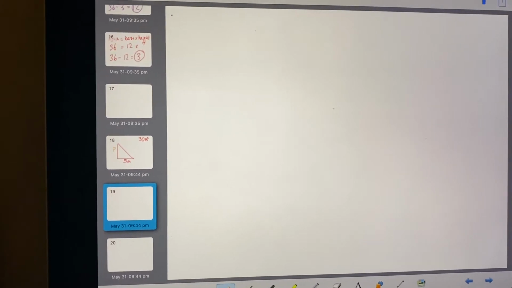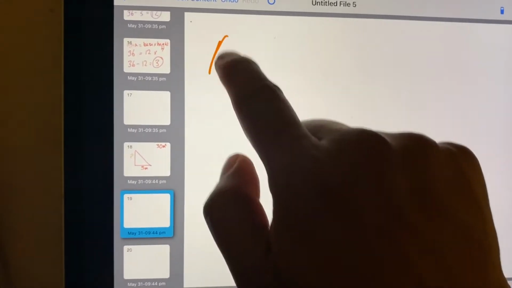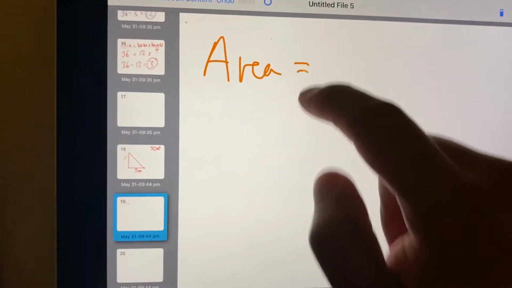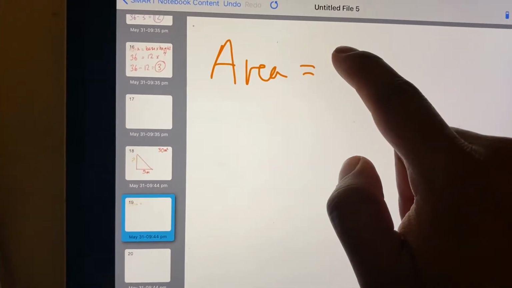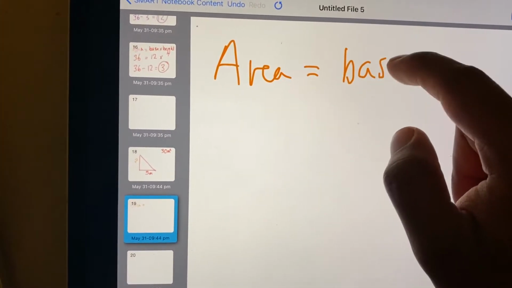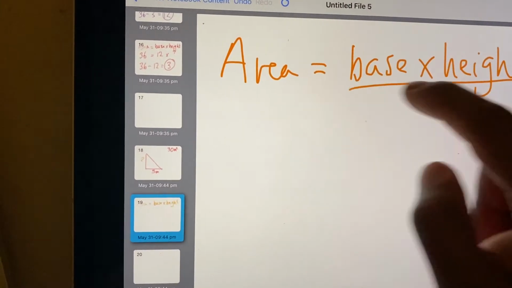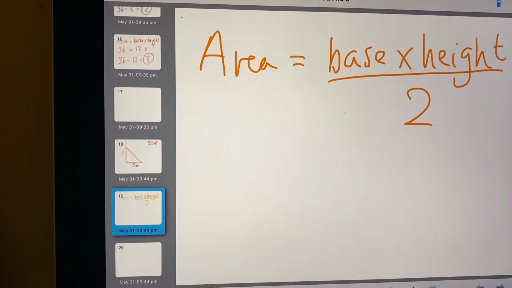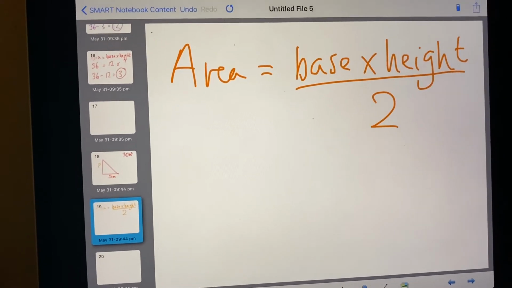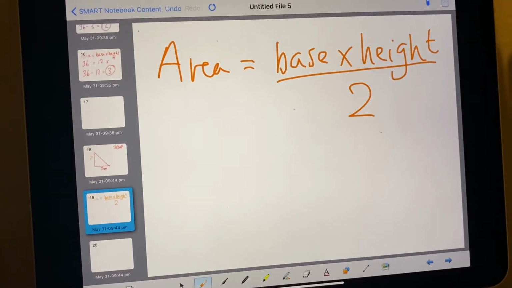Let's find out. So again, as always, let's write out the area of a triangle. Area equals base times height divided by 2. Perfect. So what have we got?